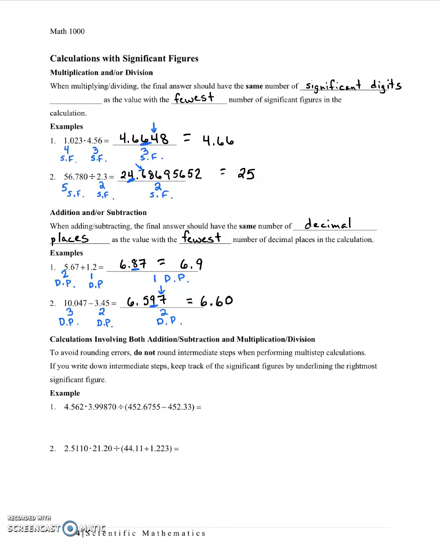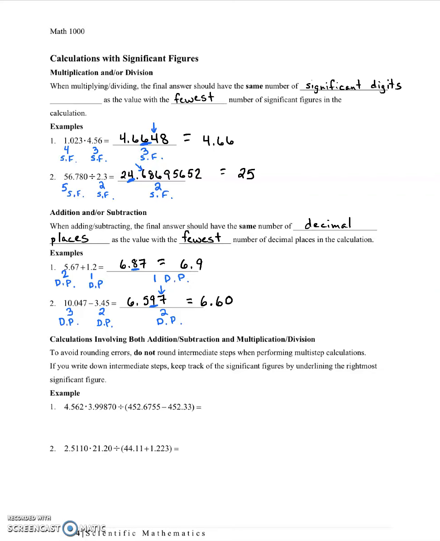So for example, I have 4.562 times 3.99870 divided by, in parentheses, 452.6755 minus 452.33.